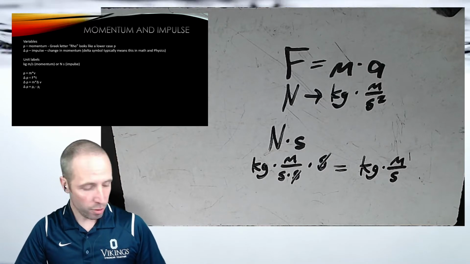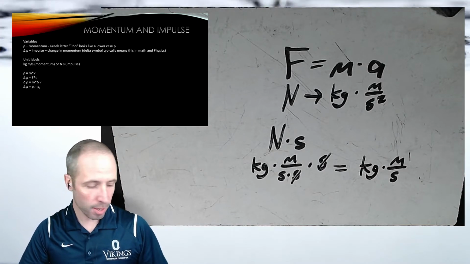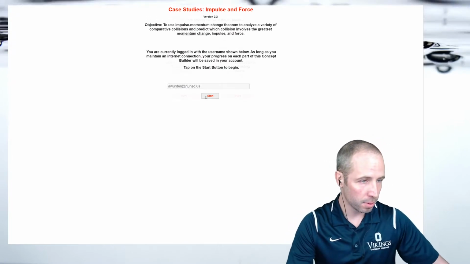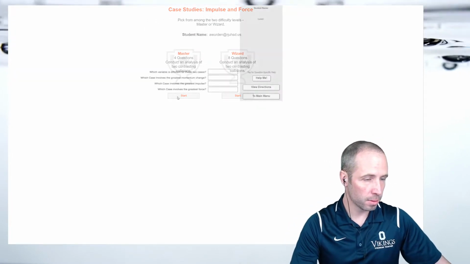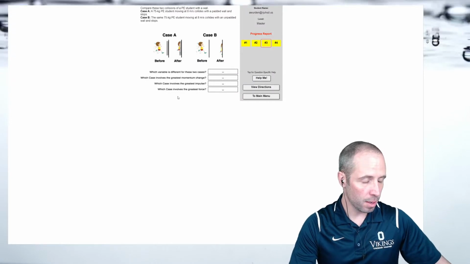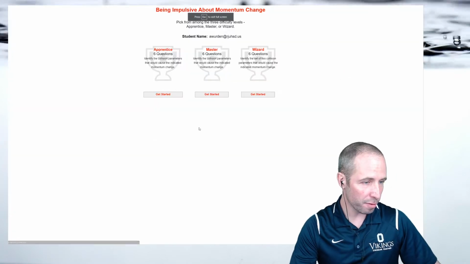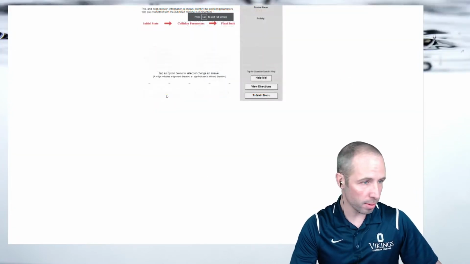Alrighty, hopefully you've jotted those down. We're going to take a look at some concept builders now. Here comes the first of the two. Oh, actually, you know what? This is the second of the two. Let me get you the other one. Impulse, momentum change. We're going to do that first. Definitely do this in this order.